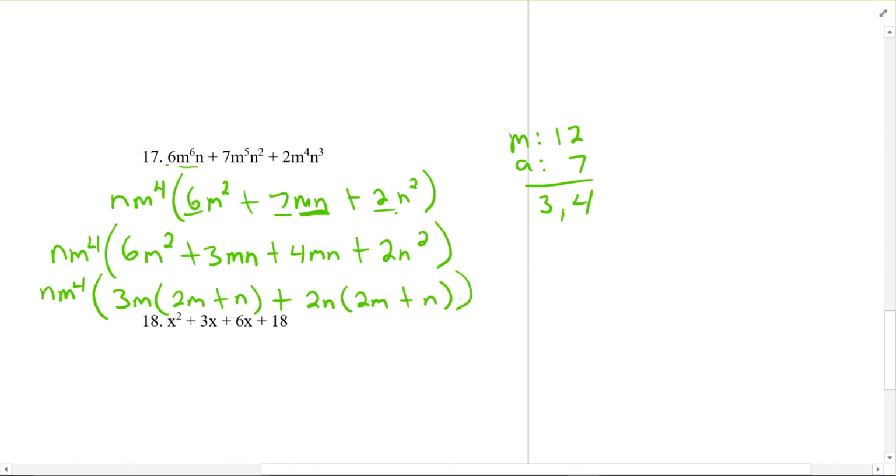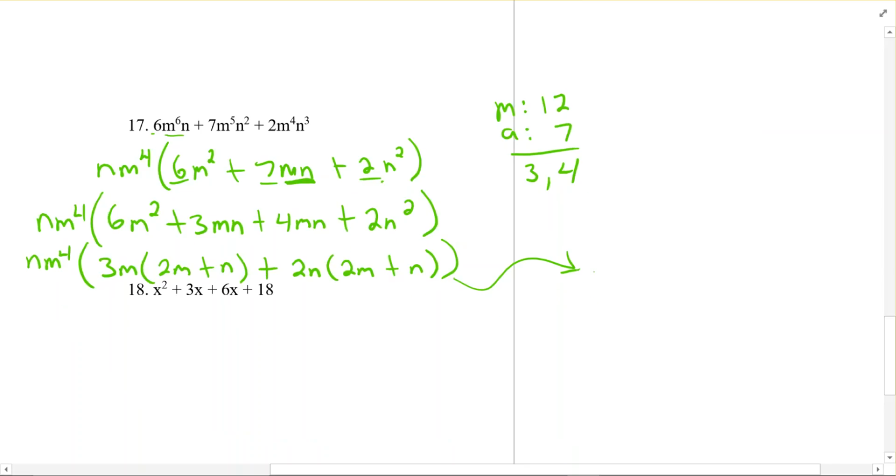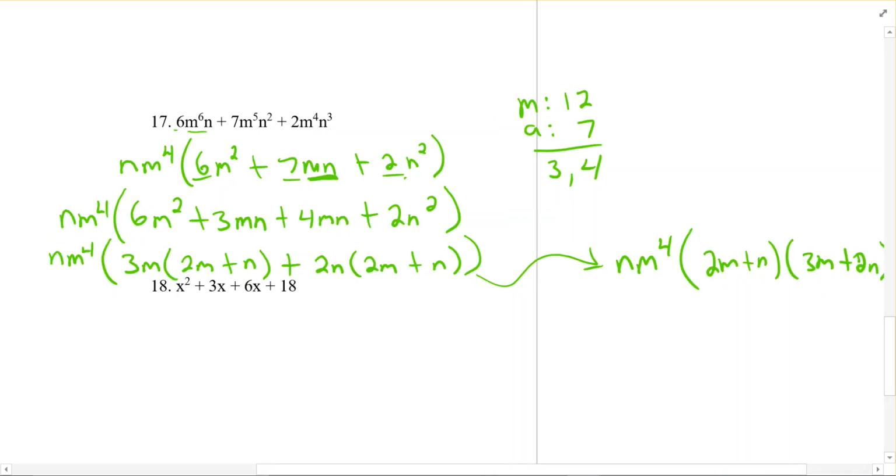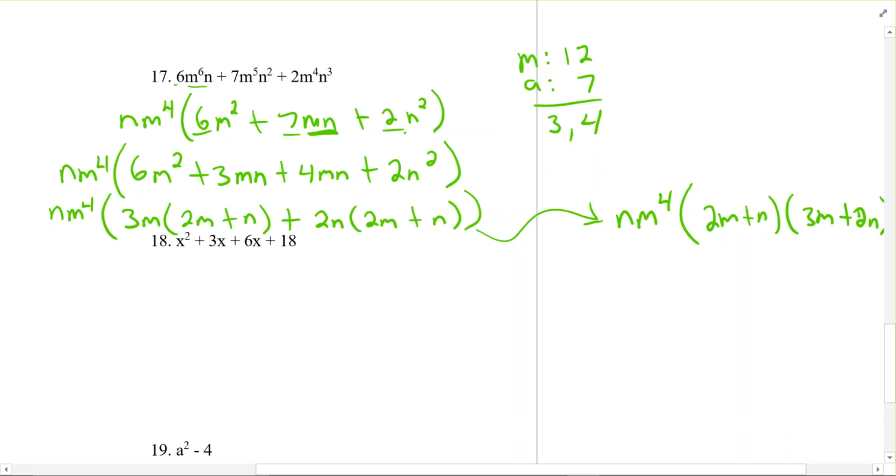And then the brackets, and I'm kind of running out of room here. I'm going to write this over here. What I have left is n m to the 4, just that thing that was hanging out front, times 2m plus n times 3m plus 2n. Sorry about the m's and n's. I know they sound so similar, but yeah, that's it at the end. And that was a tougher one for sure.